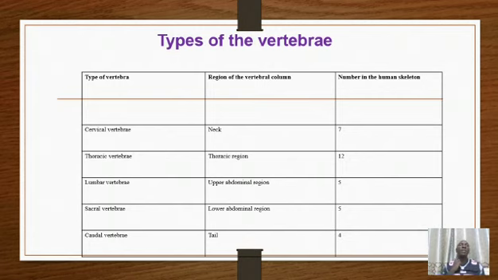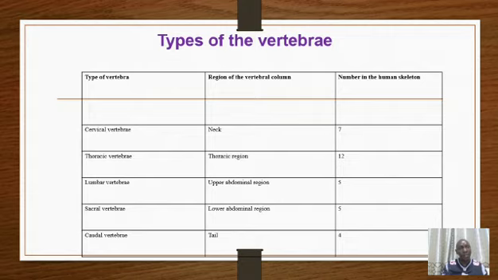In the neck, the cervical are 7. In the thoracic region, there are 12. The lumbar, there are only 5. The sacral are 5. And the caudal are 4. But we are going to see when we come to the cervical, which are 7, the first is the atlas. The second is the axis. And the other 5, which we call the ordinary cervical vertebrae.